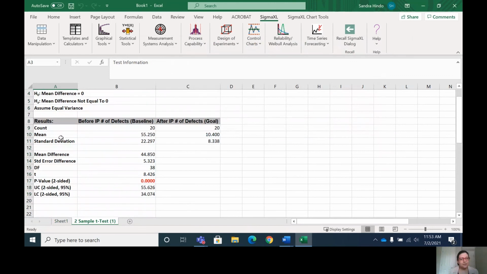Here it goes. From this line where it says mean, we know the number of defective cell phones before the improvement plan. It averaged what? Around 55 defective cell phones before your improvement plan. And after your improvement plan, it was 10. And we know that your N equals 20 here, 20 days that you were capturing the data, and 20 days after your IP, capturing the data.